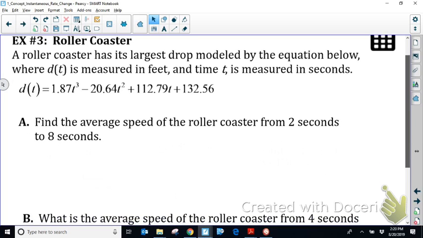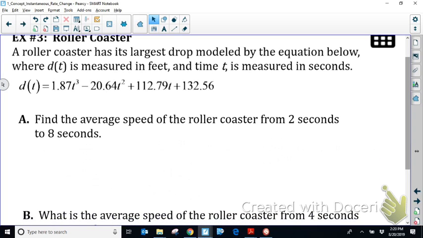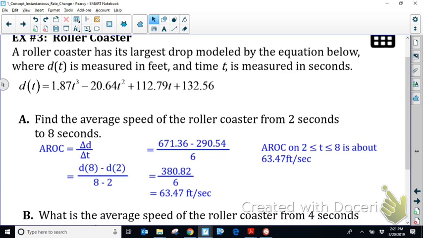So we're still talking about a rate of change, meaning that we need to identify what are the output numbers at 8 seconds and 2 seconds, so we can take the difference of those in the numerator, and then we can take the difference of the time in the denominator and write our solutions there. So the delta d over delta t, I'm going to substitute 8 and 2 into the given function, and I'm going to get about 671 and 290 or so for the corresponding output numbers.